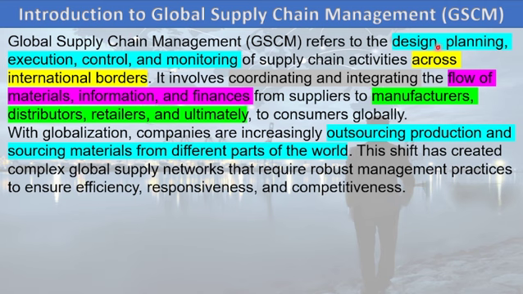And the short form is GSCM. So understand what global supply chain management is. Global supply chain management refers to the design, planning, execution, control, and monitoring of supply chain activities across international borders. It involves coordinating and integrating the flow of materials, information, and finance from suppliers to manufacturers, distributors, retailers, and ultimately to consumers globally.